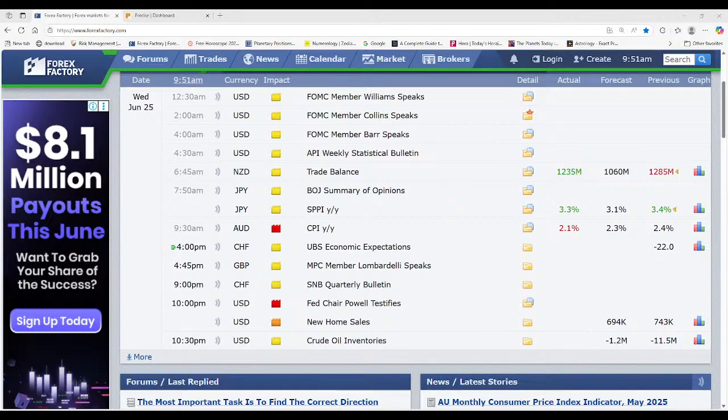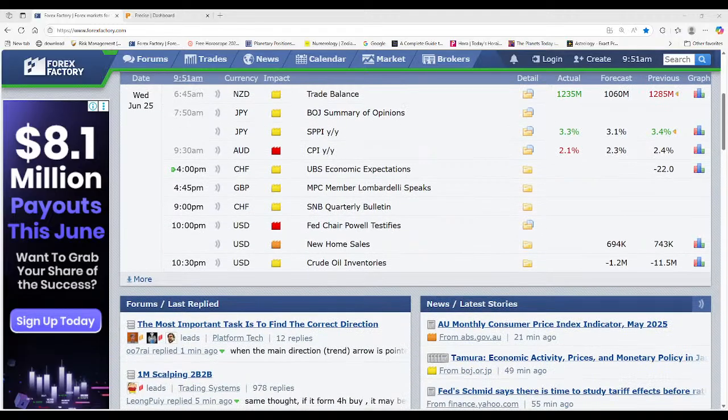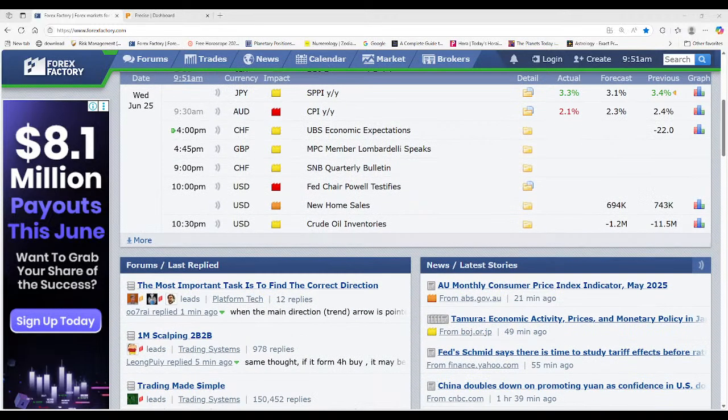Then we have again the second day of the Fed chairman testifying, and also new home sales from the US, followed by the crude oil inventories. So we don't have any other data for today.